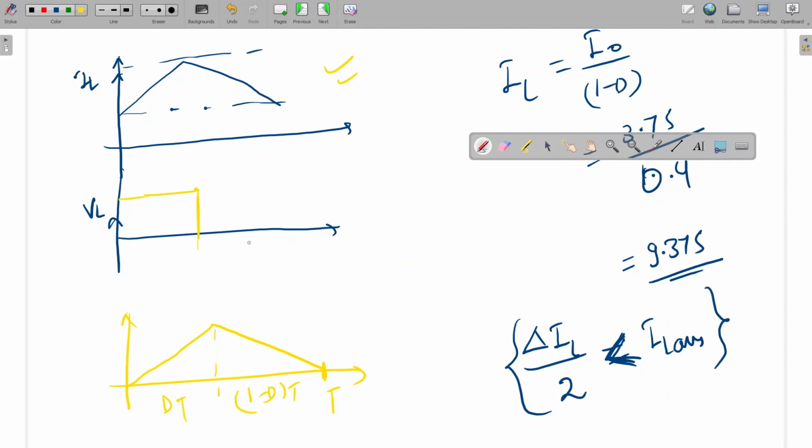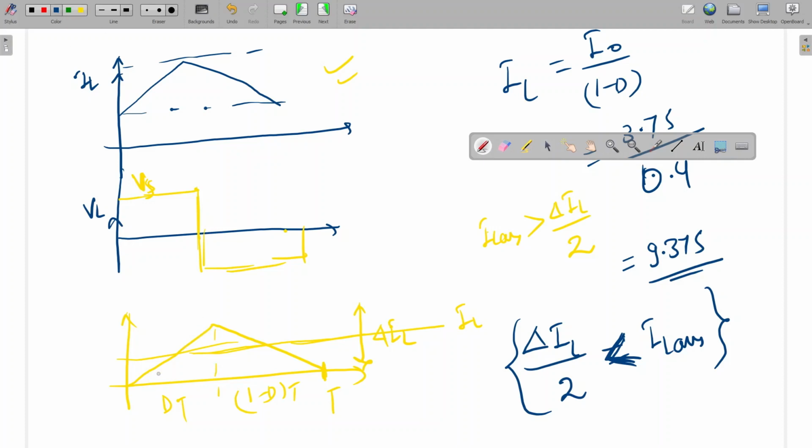So this is VL. In on time, what will be the value of VL? VL is equal to VS. See, this is the delta IL, and the average current will be in the middle of this. If IL average is in the middle, it will be the boundary of continuous and discontinuous conduction. And if IL average is greater than delta IL by 2, then we can say that the converter is running in continuous conduction.